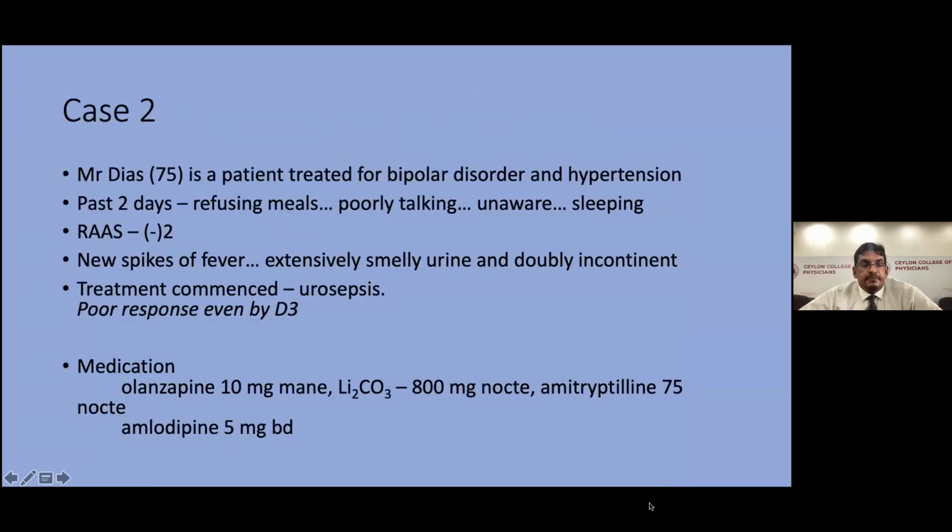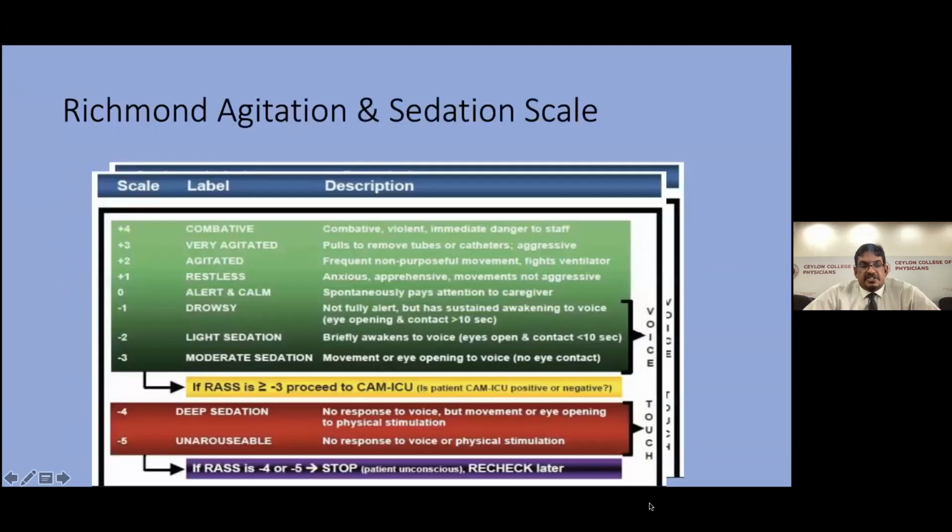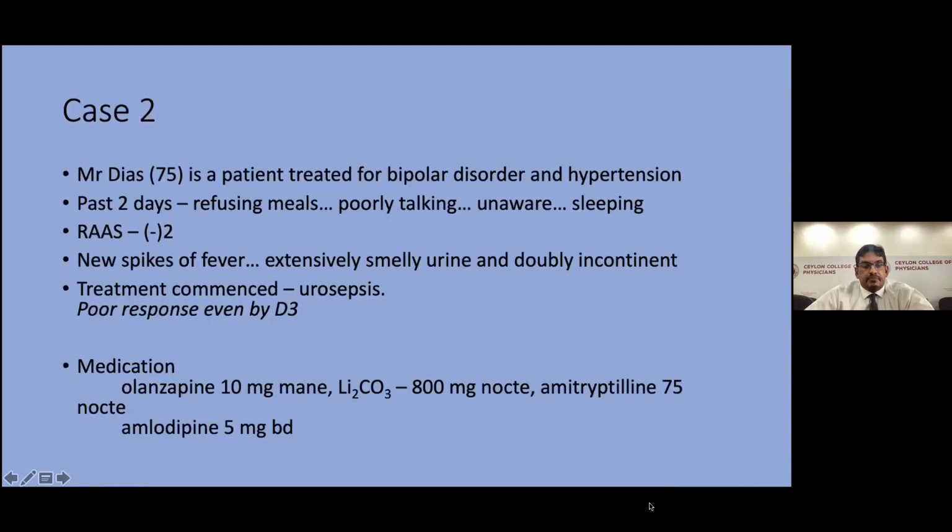So we come to the second case, a 75-year-old male who is currently being treated for bipolar disorder and hypertension, which have been going on for maybe about 10 years. Over the past 2 days, the patient is refusing meals, is poorly talking, is unaware of what is happening, and sleeping. And the Richmond Agitation Sedation Scale is -2, that is lightly sedated, briefly awakening to voice.